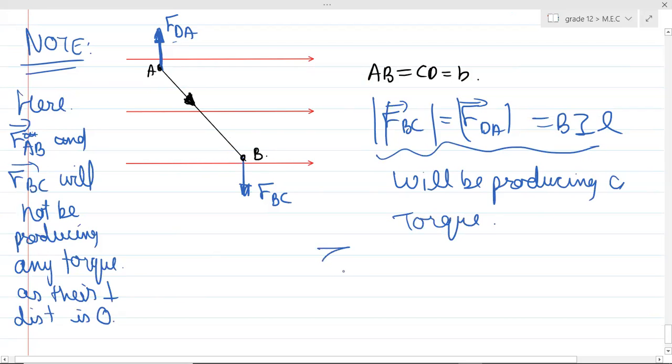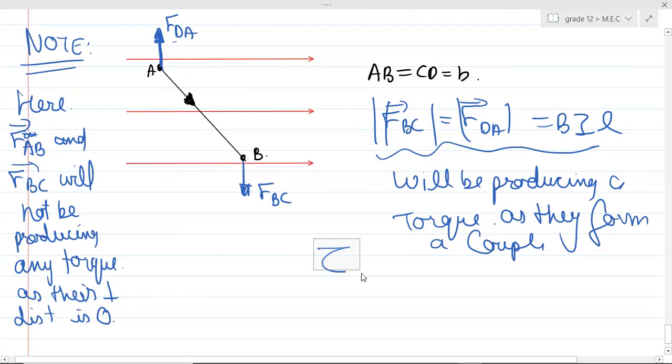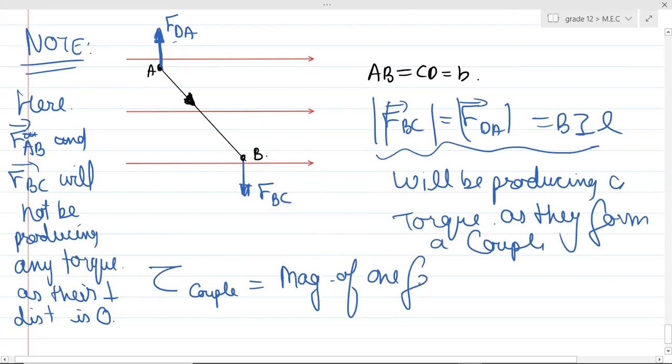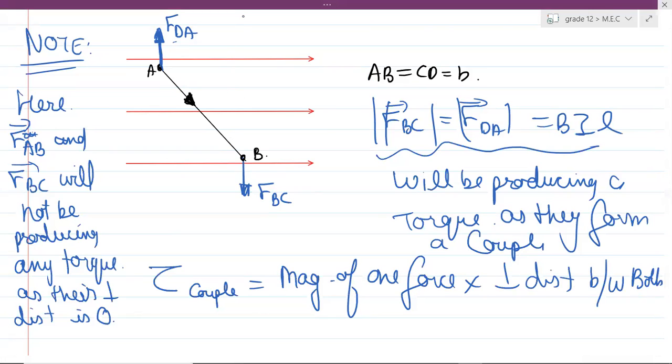So what will be the torque as they form a couple? Can you see, guys, two equal and opposite forces in the opposite direction? We know the formula from 11th grade: torque due to a couple is the magnitude of one force multiplied by the perpendicular distance between both the forces, right? We know this thing.